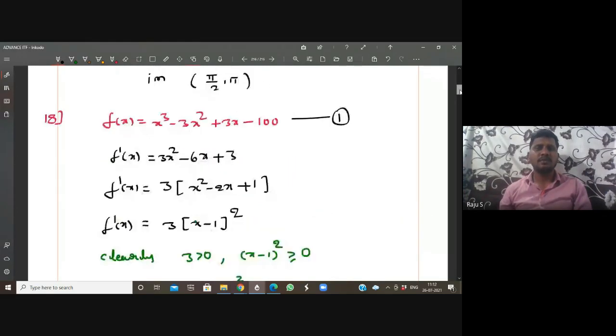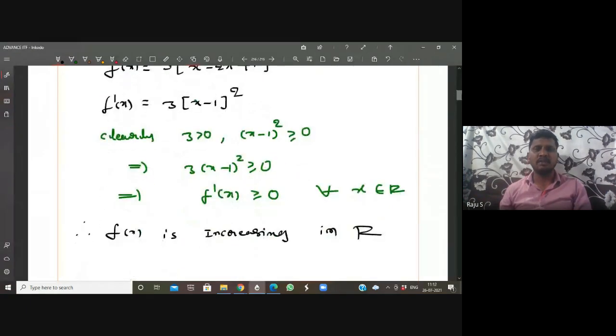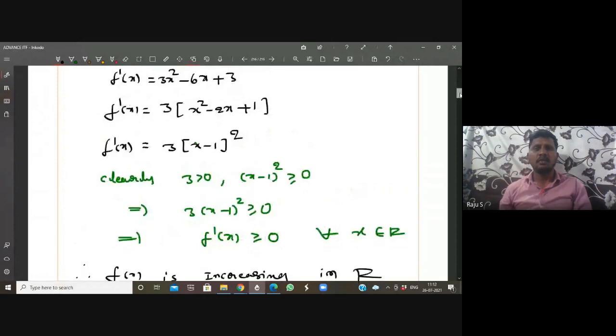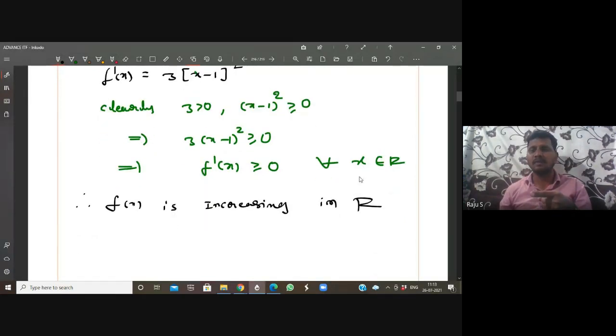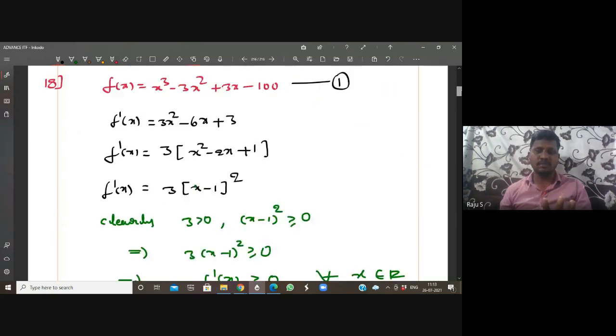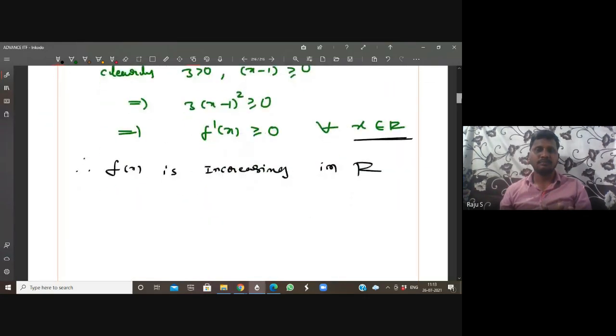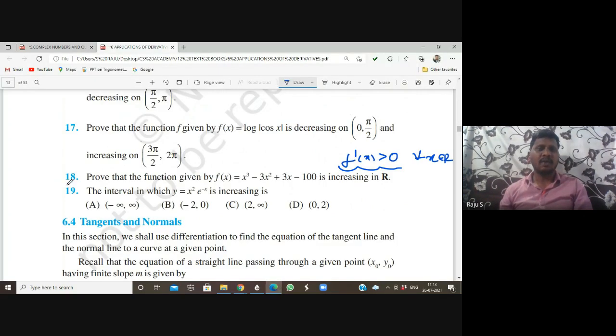Clear, students? What I have done: I found f dash of x becomes 3 into (x minus 1) whole square. So 3 is greater than 0, and (x minus 1) whole square is greater than or equal to 0. Finally, f dash of x becomes greater than or equal to 0 for every x belongs to R. Therefore, it is increasing in R. That's all. Okay, next. If you have any doubts, you can ask. So all of you check this.